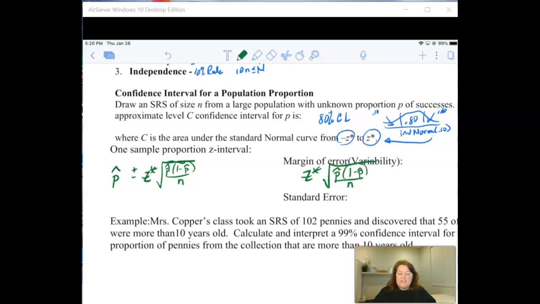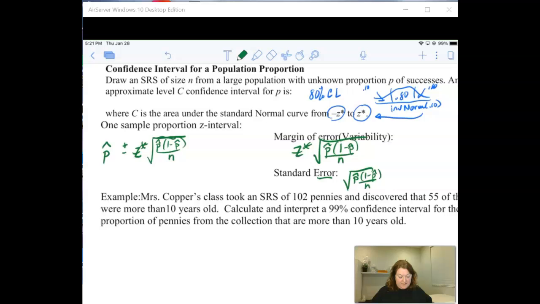And if I wanted to just look at the standard deviation of my sample, that's called standard error, right? So that's just of our sample, that's just the square root part. That's the p hat, 1 minus p hat, all over n. Cool, so that's the main formula we're going to be working with. So let's do an example together.